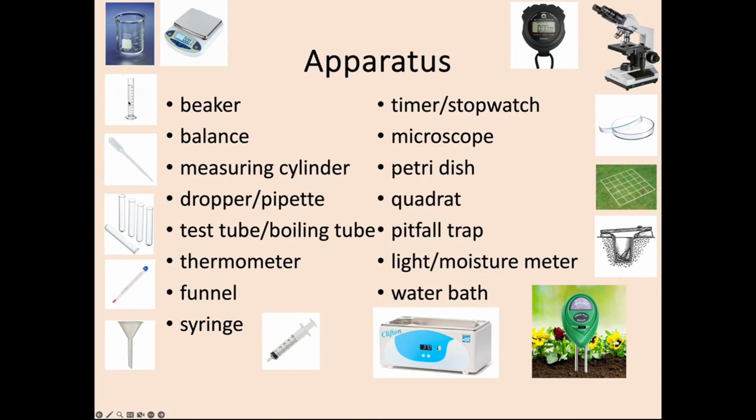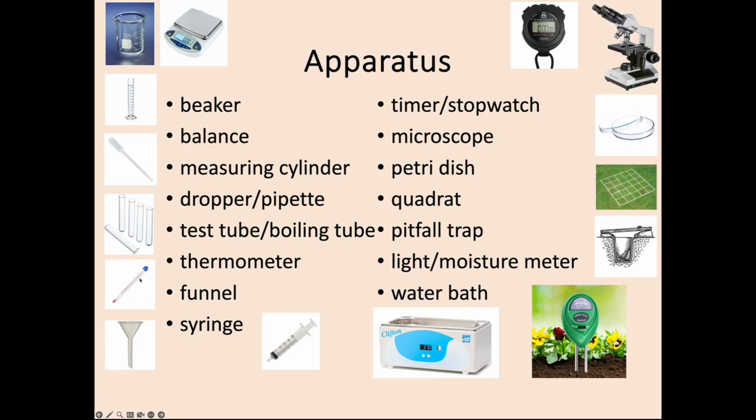We've got a measuring cylinder, which we use there. It's a tall cylindrical tube that's used to measure the volume of various liquids and solutions. We've got a dropper or pipette, which is used for dispensing small quantities of liquid. We've got test tubes and boiling tubes, which look a little bit like these here, which are the vessels in which we put chemicals to react and mix together.